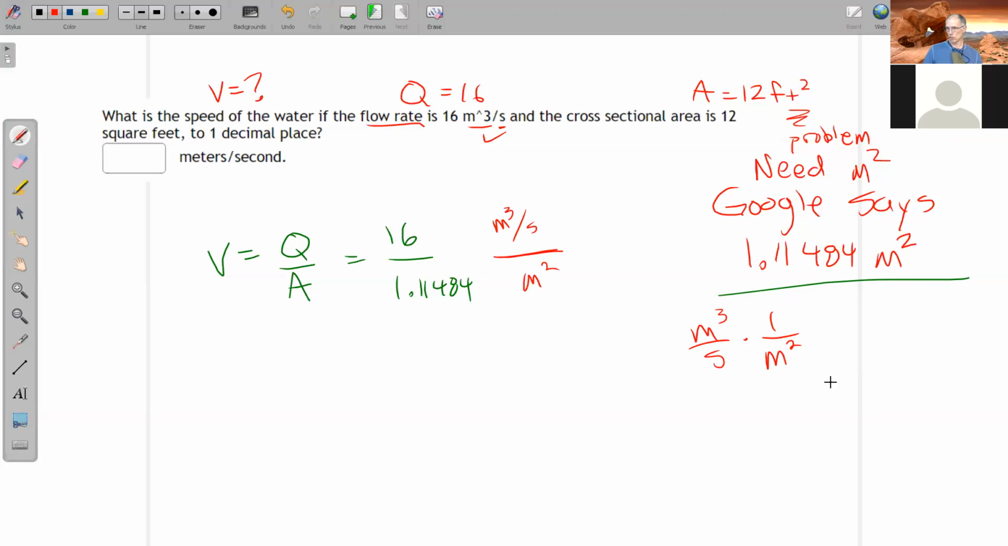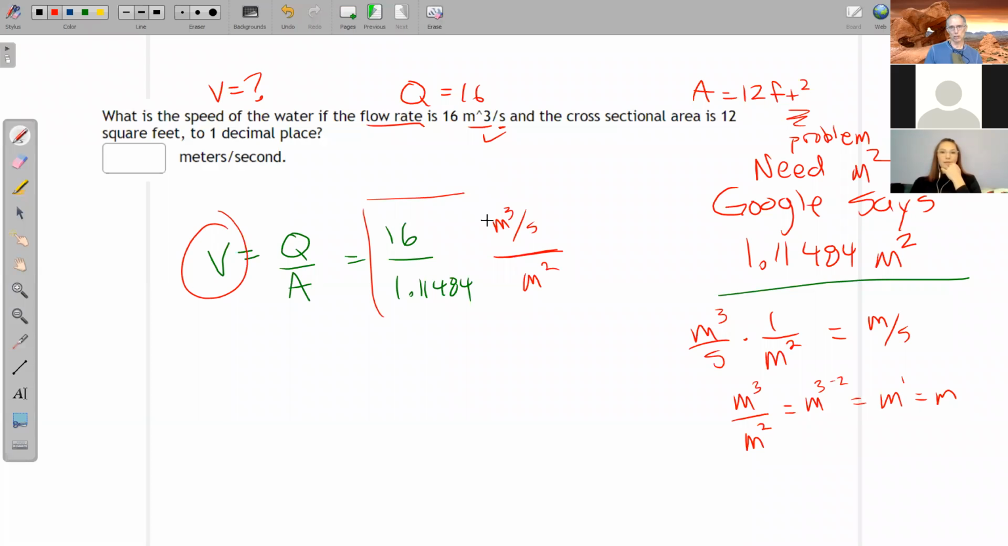And in a previous course, this was covered. If you have something like meters cubed over meters squared, that cleans up to be keep the m for meters, and then the power is 3 minus 2. 3 minus 2 is 1. M to the first power is just m. So this is just meters per second. And that's what velocity should be, meters per second. So all we have to do is whip out on our calculator what is 16 divided by 1.11484.